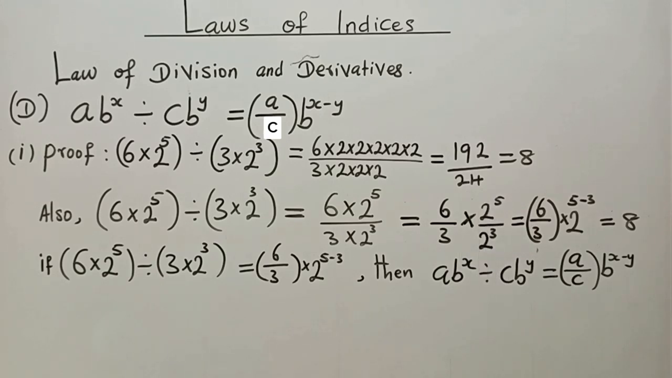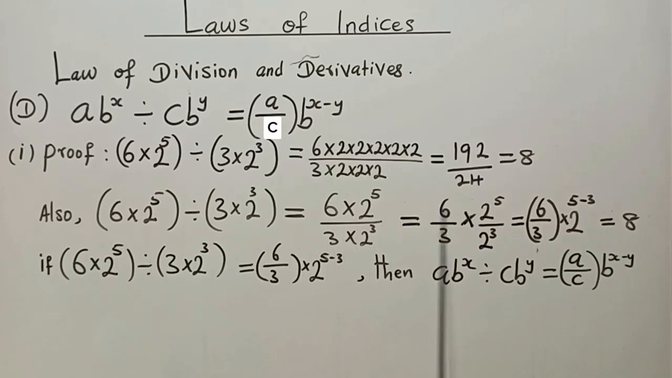Let's make progress. That means that when this 3 divides this 6, we can still write it as 6 over 3, though we know that the answer is equal to 2. For a reason, let it remain 6 over 3. Then what about 2 to the power 5 divided by this 2 to the power 3? That will be evaluated using the law of division, the first law under this section.